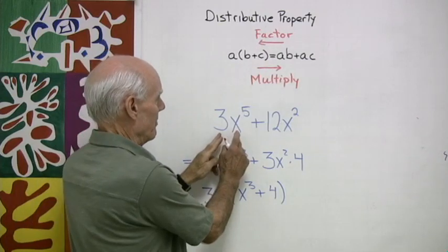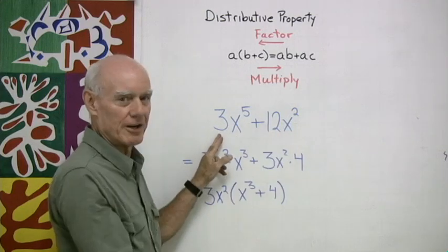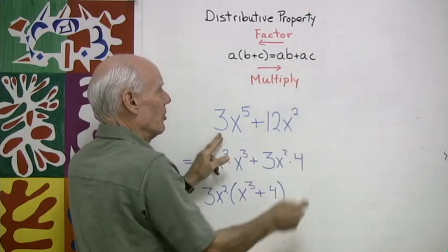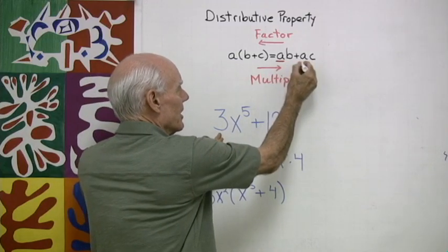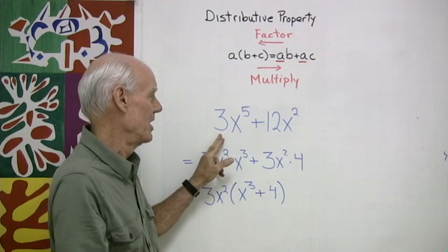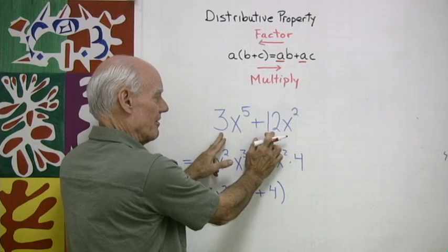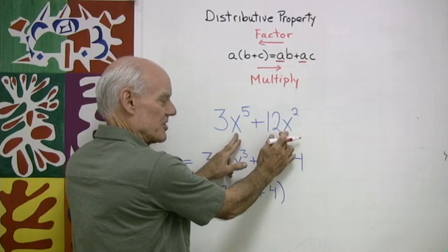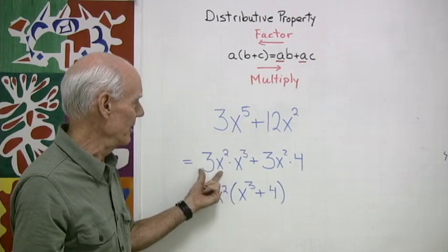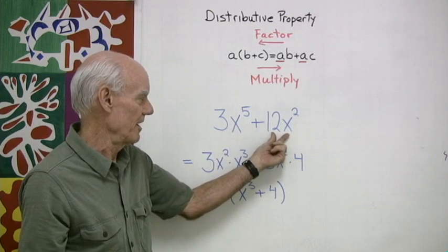So let me give you an example. If I look at 3x to the fifth plus 12x squared, and I want to write that in factored form using this, the important thing is that this expression and this expression are exactly the same. So I look at each of these terms and I see what's the largest number that divides both of these and what's the highest exponent I can get out of here. Well, that turns out to be 3x squared. So I can get a 3x squared out of this, and I can get a 3x squared out of this.